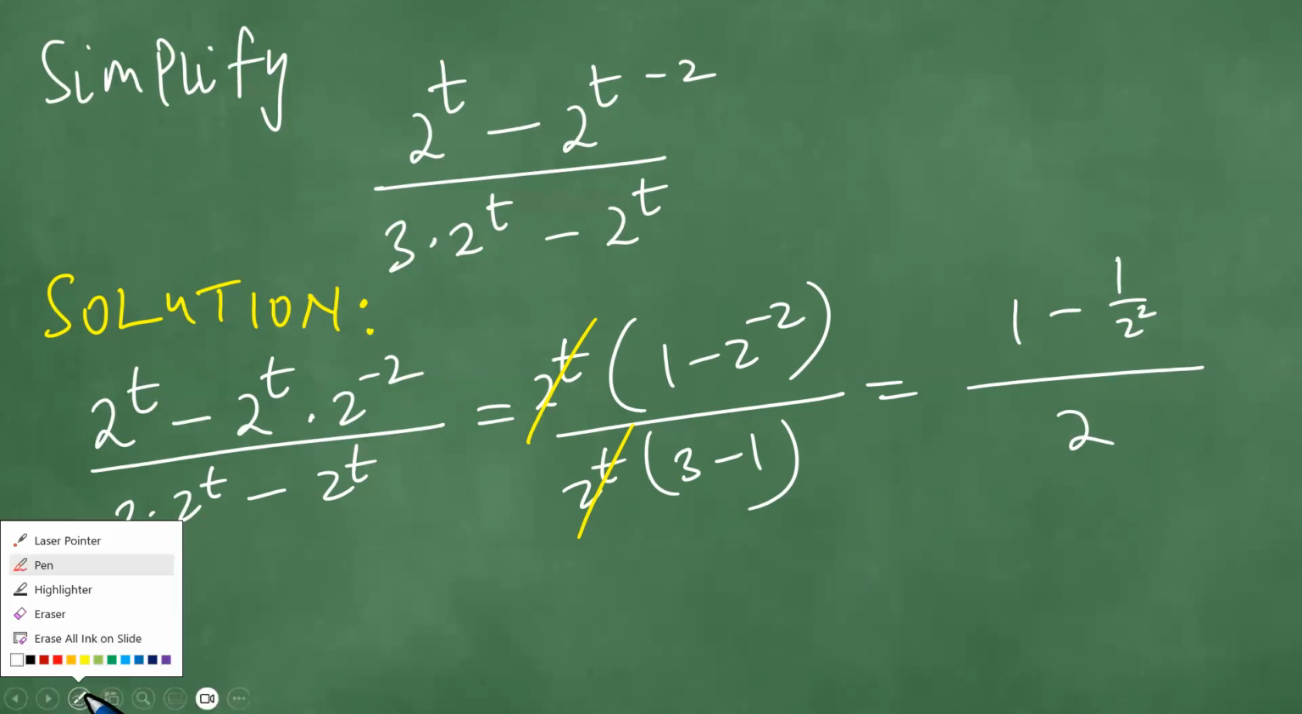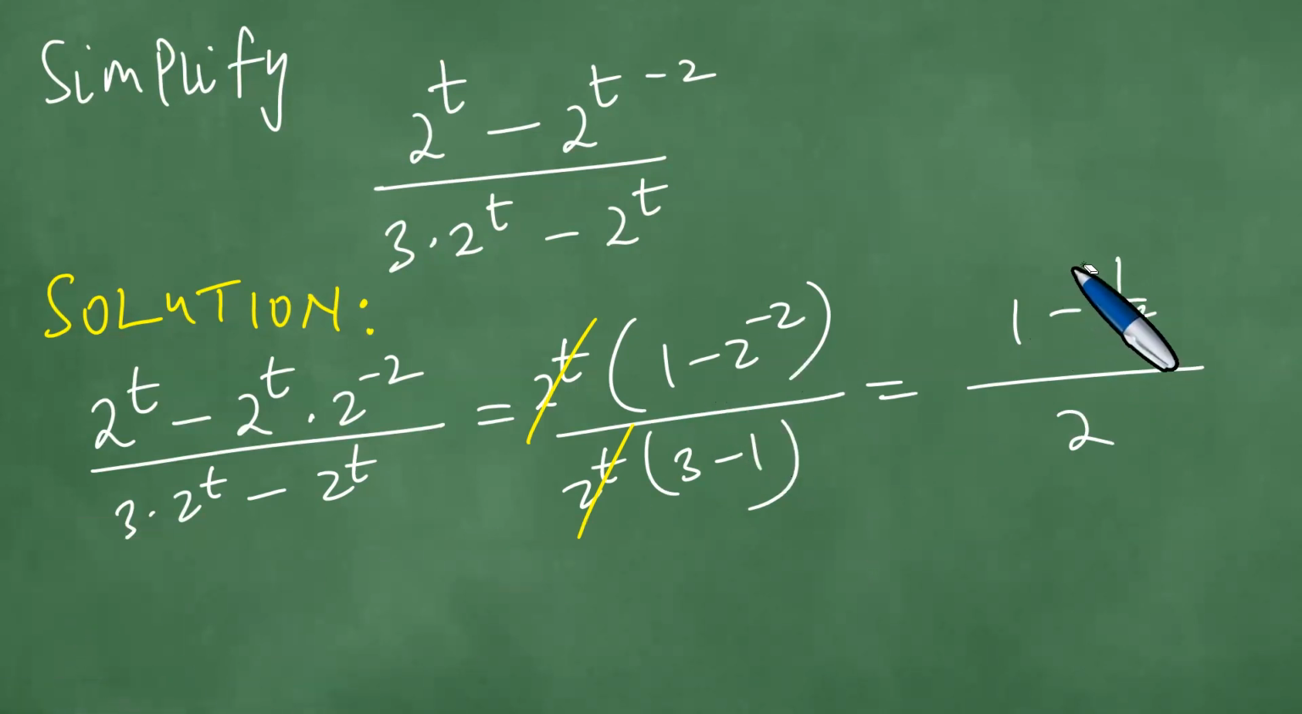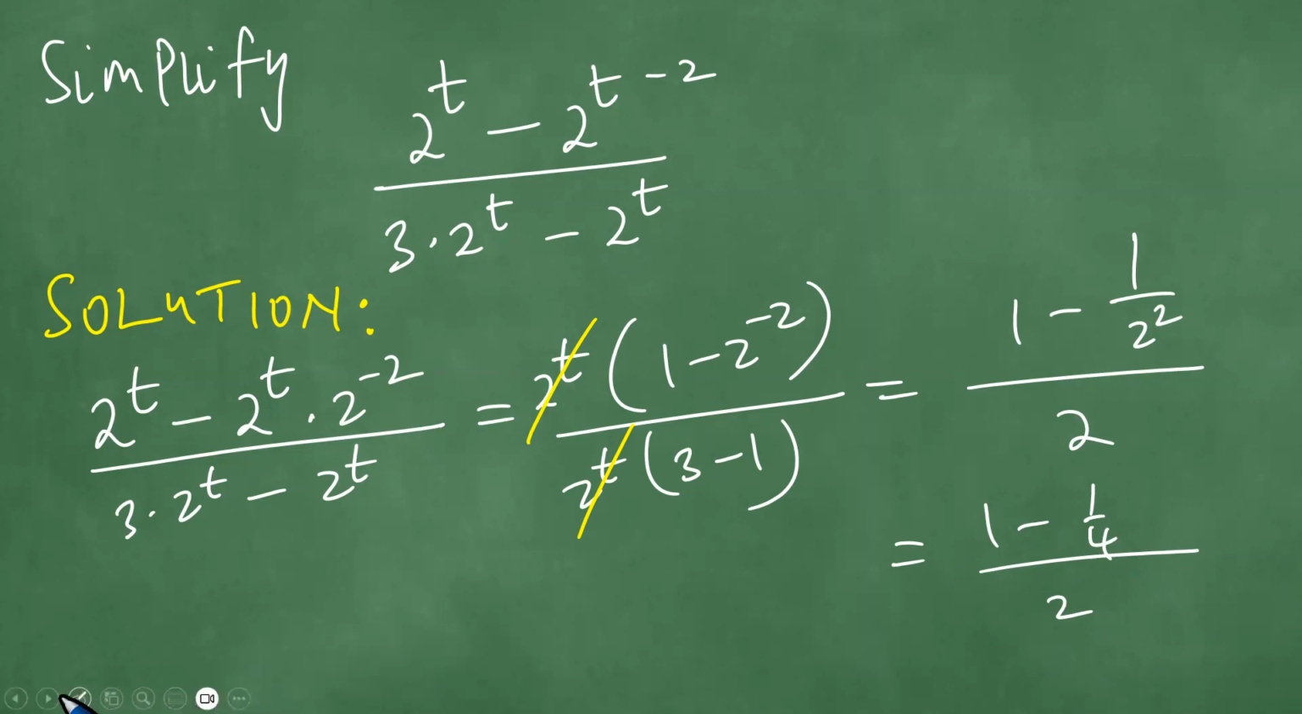So the 2 to the minus 2 can be written as 1 over 2 squared, 1 over 4 ultimately, because 2 squared is 4. So what is the next thing that we do here? You move the exponent to the bottom. So what is the answer here? In other words, 1 minus 1/4 over 2. What's the answer?